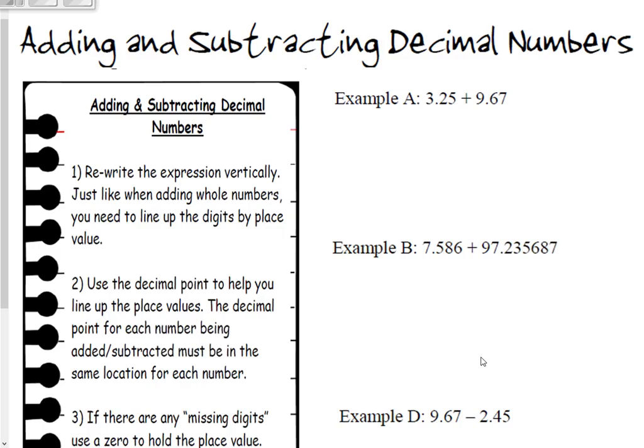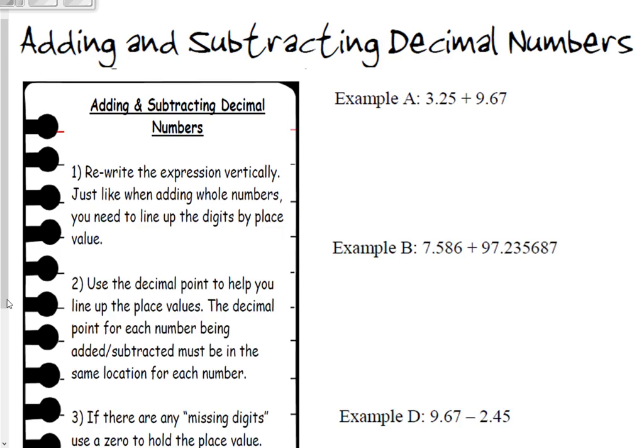They're written here. It says rewrite the expression vertically. What does vertically mean? Up and down, correct. Just like when adding whole numbers, you need to line up the digits by place value. When we have whole numbers, though, it's easy. The last digit is the ones place, and so on and so forth, so it's easy to line them up. But when you have decimals, the place value is determined by where the decimal point is.